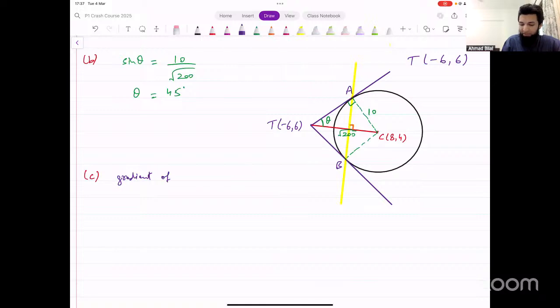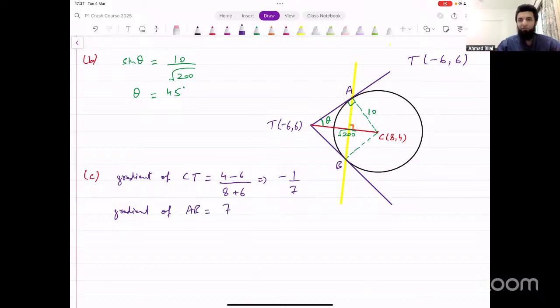Gradient of CT, let's find that. y2 minus y1, that's 4 minus 6, over x2 minus x1, that's 8 plus 6, minus 2 over 14, which is minus 1 over 7. That's the gradient of CT. What about the gradient of AB then? It will just be the negative reciprocal of that. Gradient of AB, that would be 7. That's one thing sorted. So we have the gradient of the line AB.